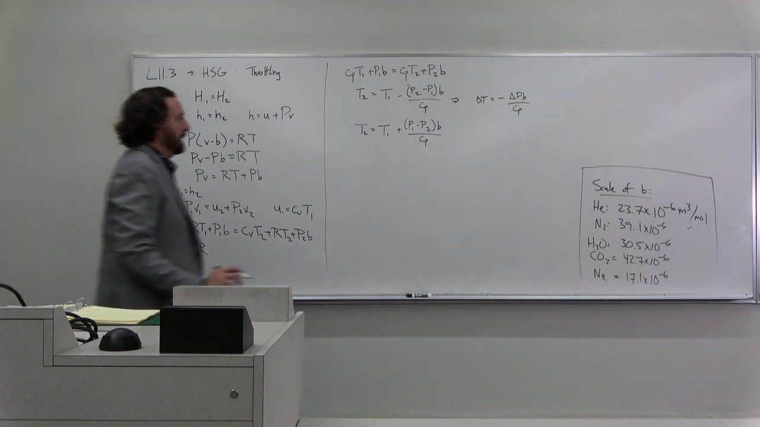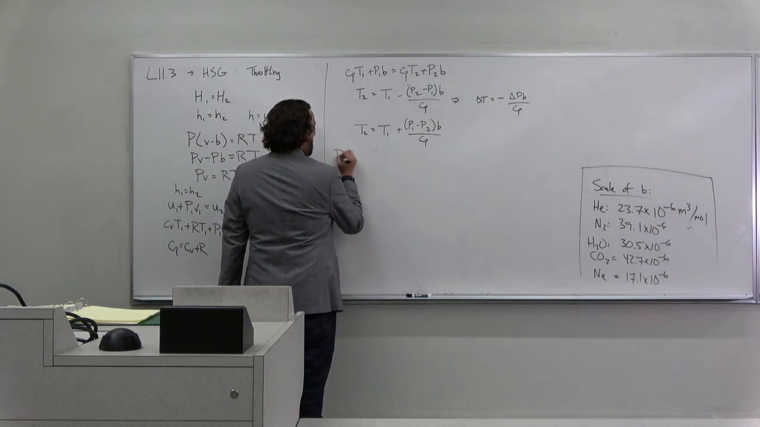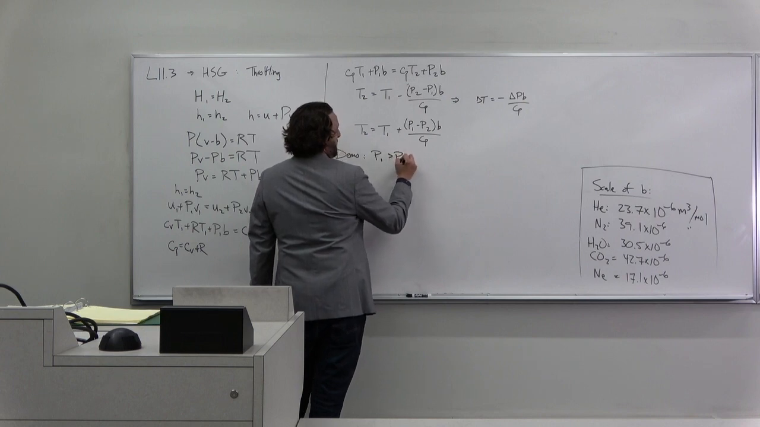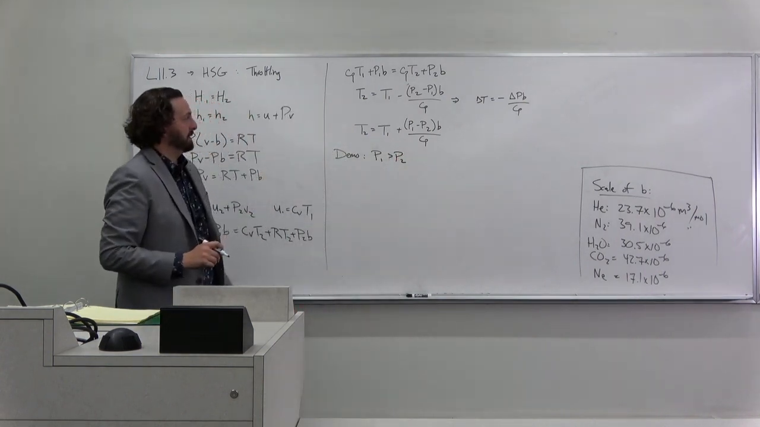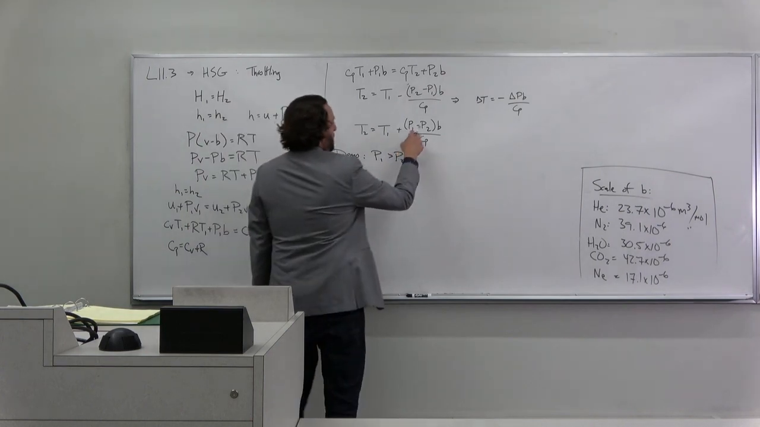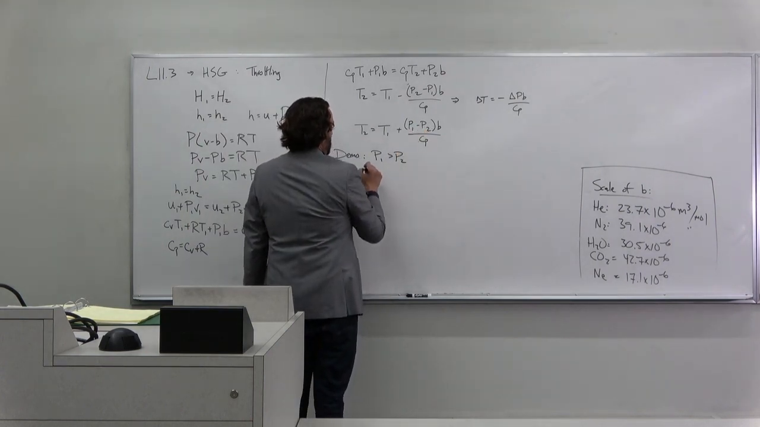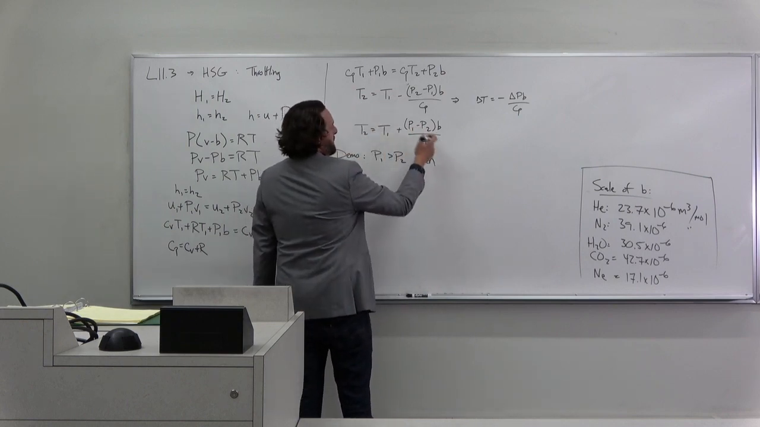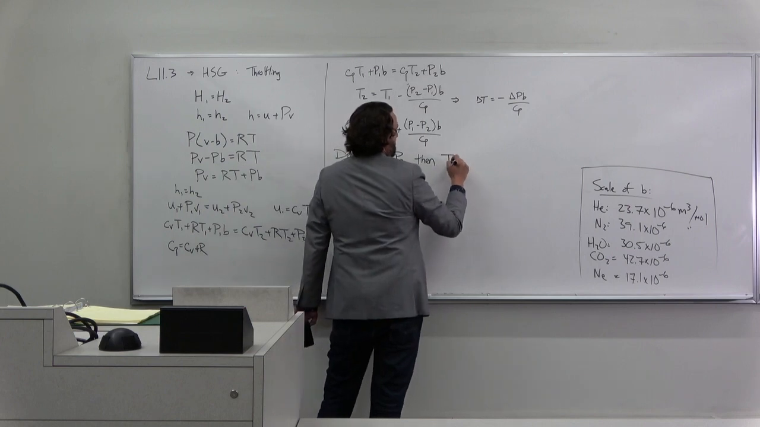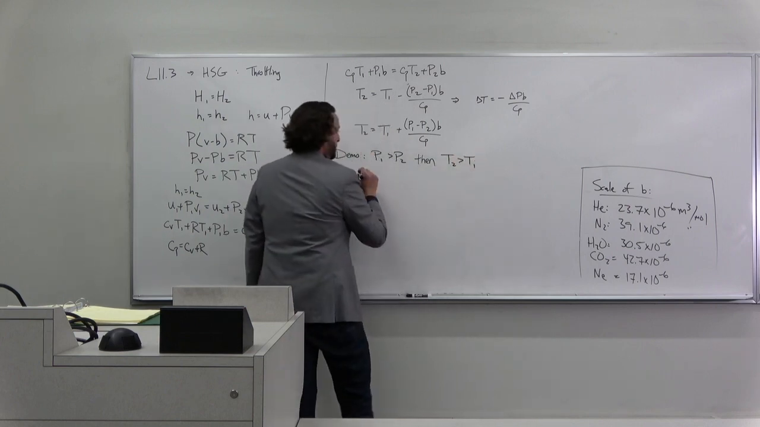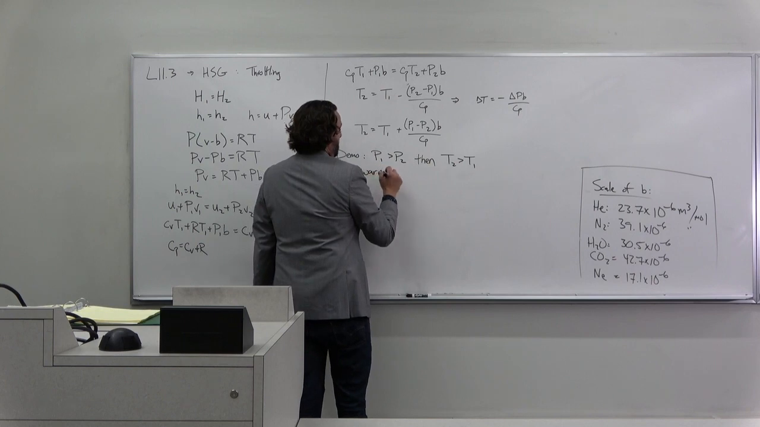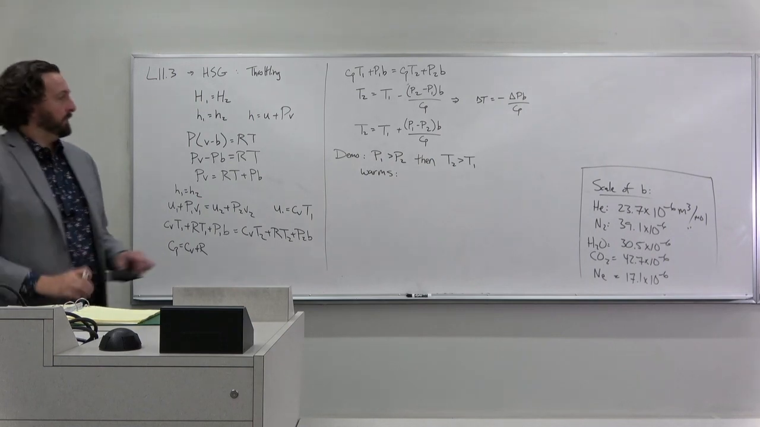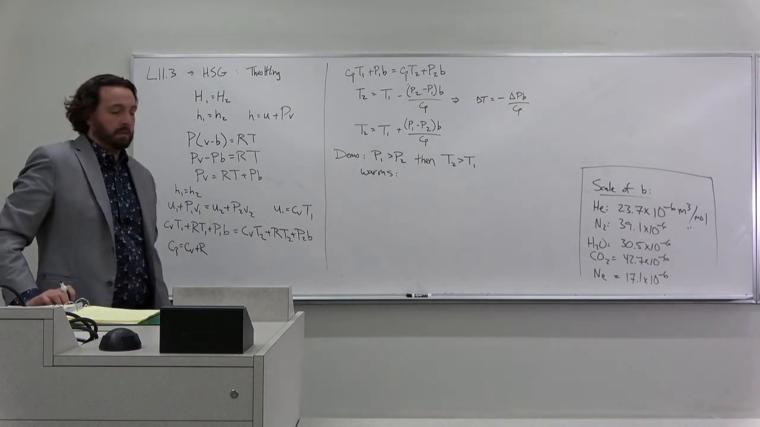Okay, so now in our demo, we had P1 greater than P2. We had a pressure drop; we were doing expansion. If P1 is greater than P2, then P1 minus P2 is positive, and then T2 is greater than T1. So we should only get warming.